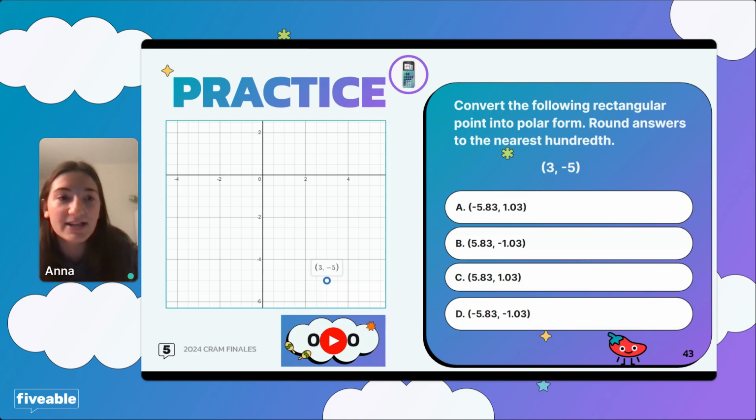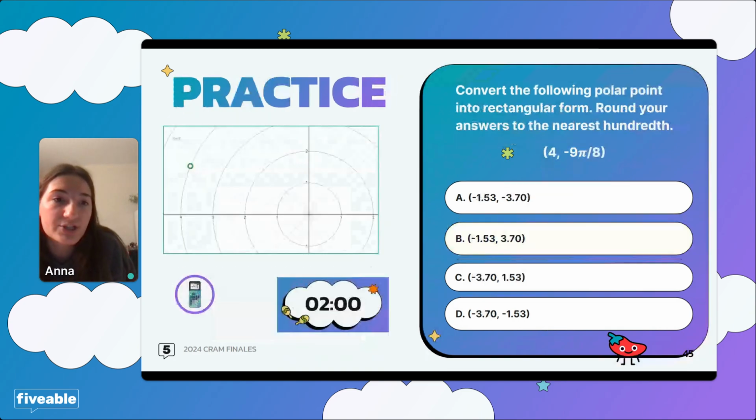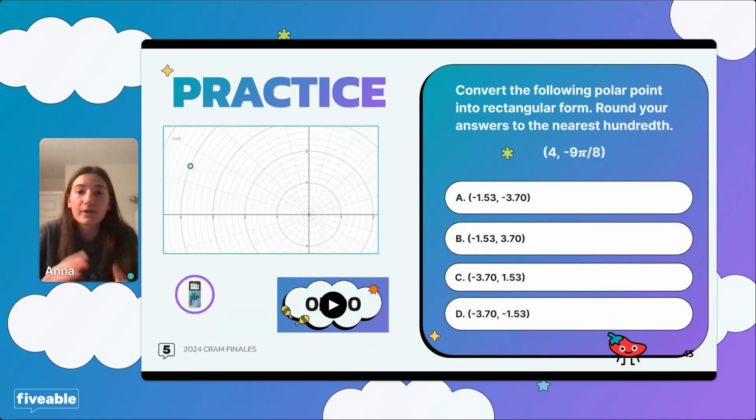Okay, now we can move on to our next practice question, which is converting the opposite, polar to rectangular. So get a calculator for this, and make sure you use your strategies with the trig to get those x and y values. Okay, go for it.